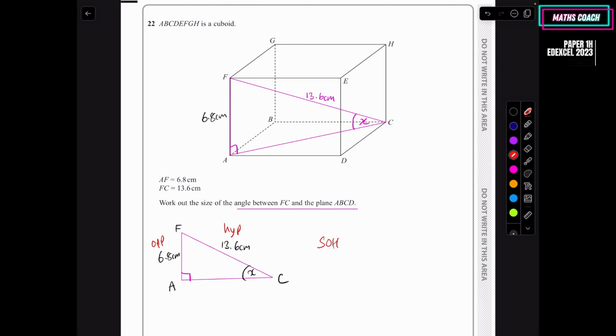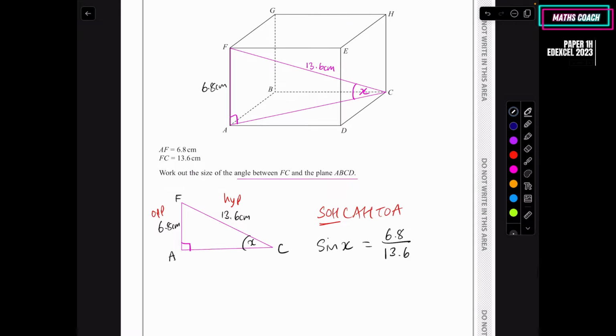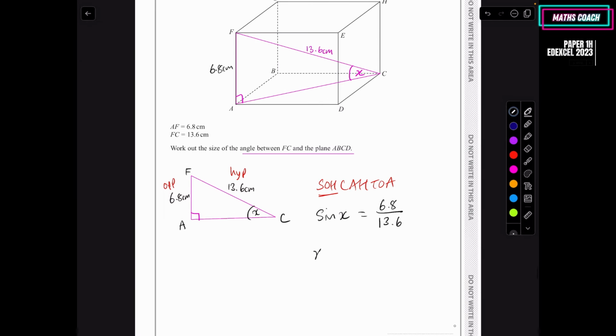What uses that? From SOHCAHTOA, we use sine. So we'll have sine of x, which is our angle, equal to the opposite, which is 6.8, divided by the hypotenuse, which is 13.6. Now we're calculating an angle, so we do the inverse operation. So inverse of sine, 6.8 over 13.6. If you put that into your calculator, oops, no calculator. Ouch, how do we do that?